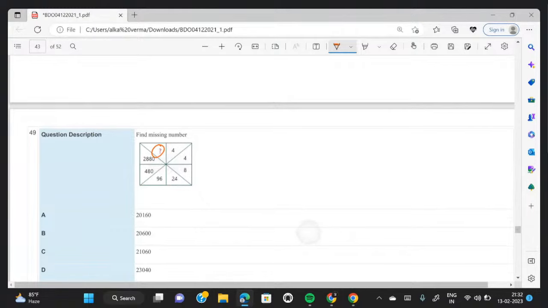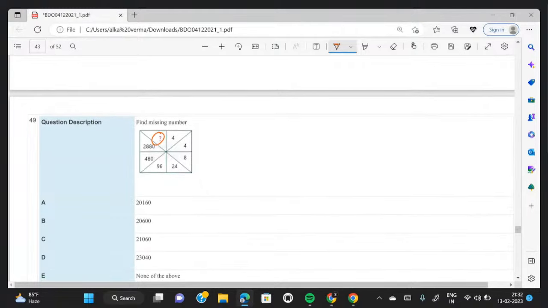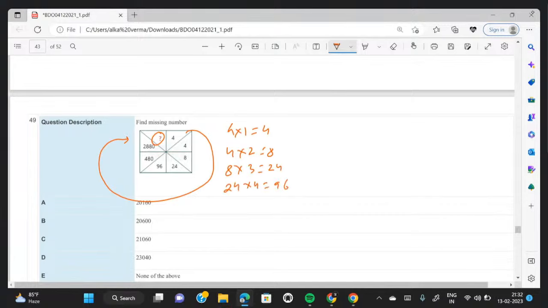Looking at the options, we should come to know that this cycle is going like this. So let us see. 4 into 1 is 4. 4 into 2 is 8. 8 into 3 is 24. 24 into 4 is 96. 96 into 5 becomes 480. 480 into 6 becomes 2880.